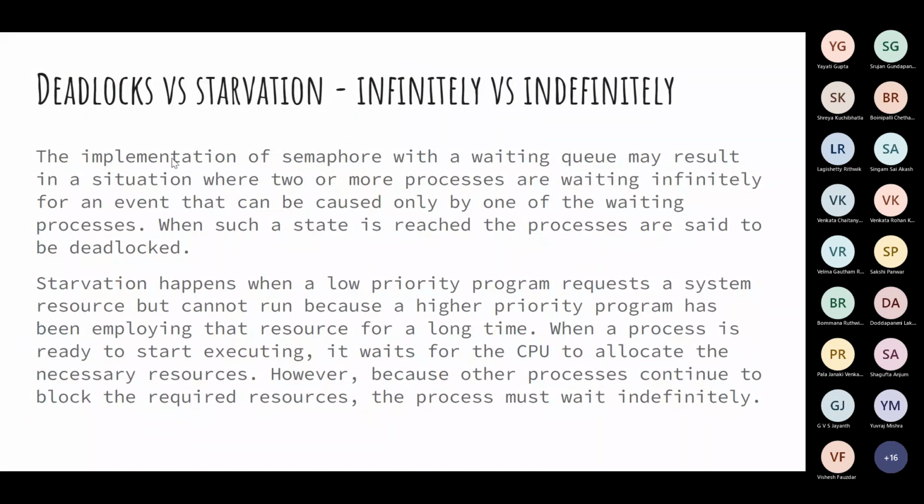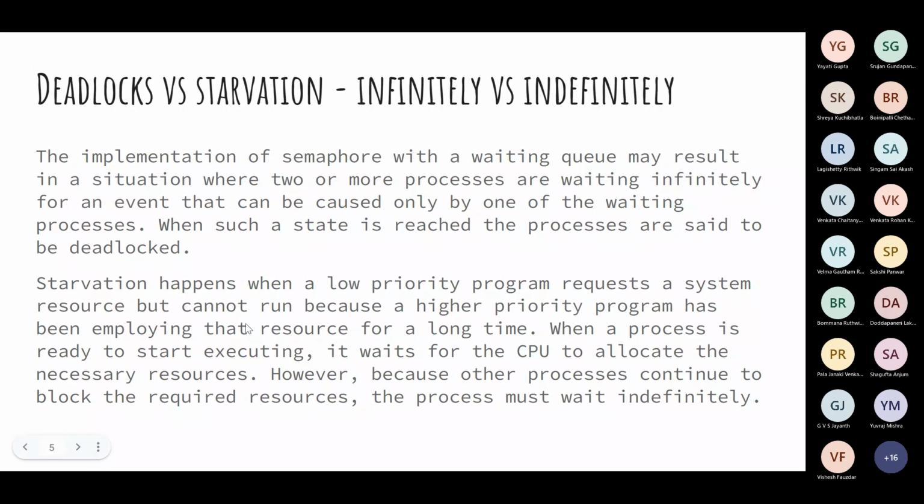When semaphores are implemented with a waiting queue, this may result in a situation where two or more processes are just waiting for an event that can be caused by only one of the processes. Process A has to wait for process B to relieve it, but process B can only proceed when process A gives a resource. So that's what a deadlock is.